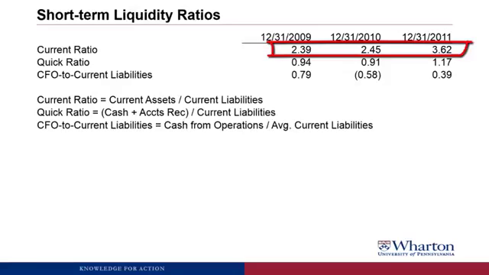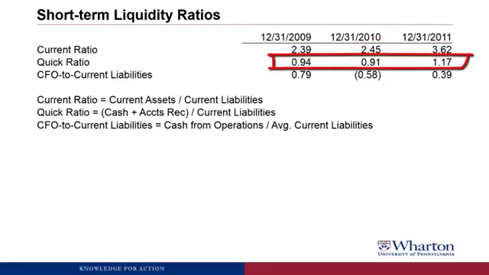Now, as we talked about, the inventory and the prepaids are not necessarily going to turn into cash, so we have the quick ratio, cash plus accounts receivable over current liabilities, also looking good, trending upward, and it's actually over 1. So Plainview has enough in their cash and receivables to cover the current liabilities that are on their books at the end of 2011.